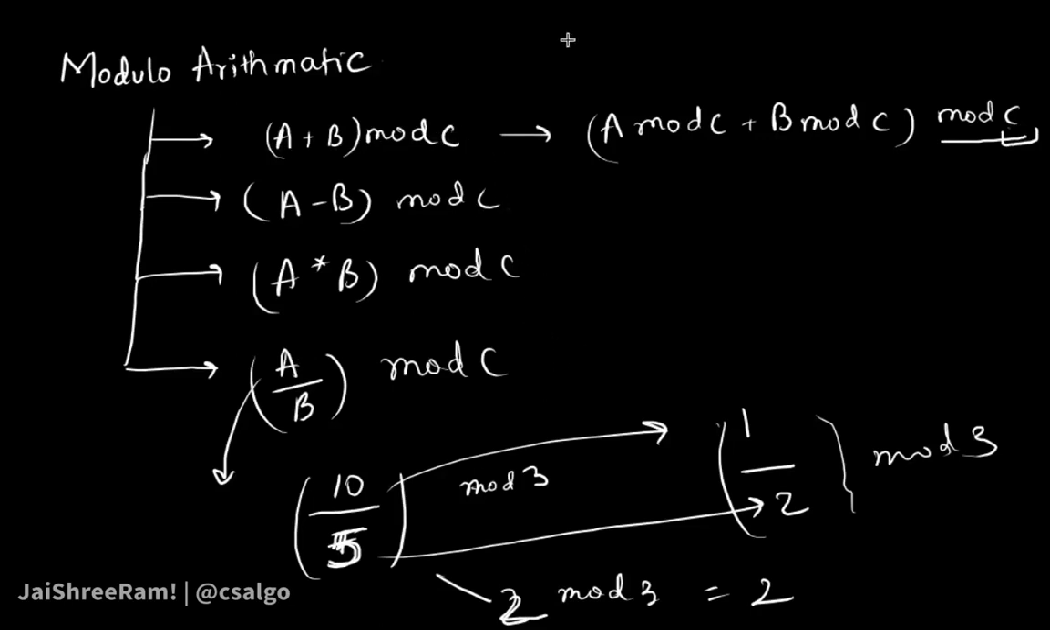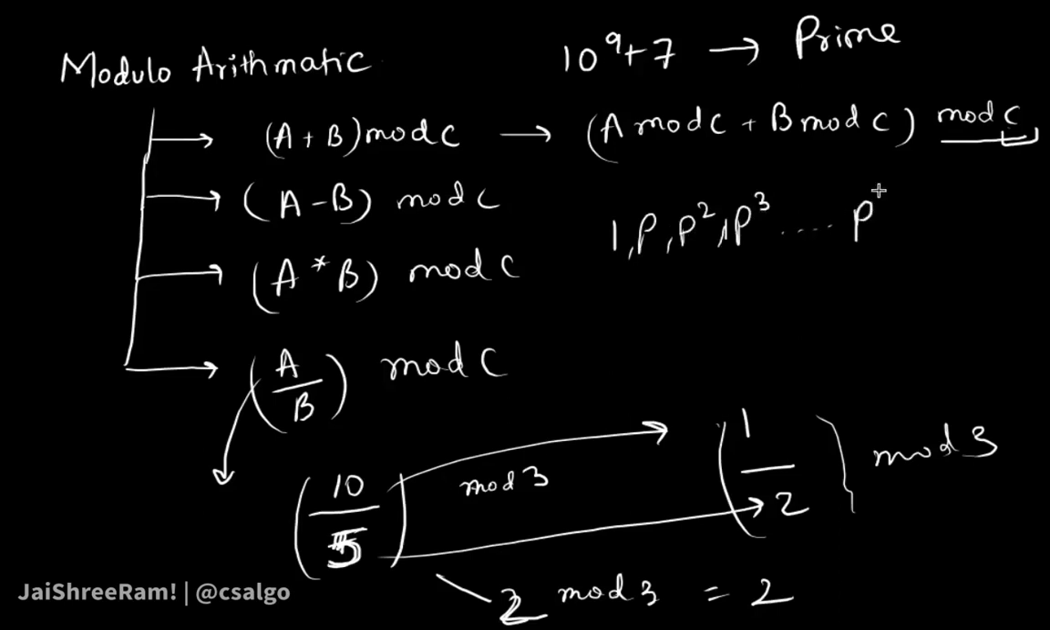Why do we generally have this modulo of 10 to the power 9 plus 7? That is because this number is a prime, and when you have a prime, there is a nice property that 1, p, p square, p cube, up to p to the power c minus 2, all these numbers for any p that is coprime to c will be different in the mod c domain. Generally the problems ask you to find the answer modulo this prime.